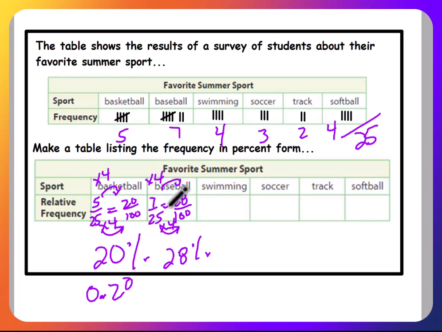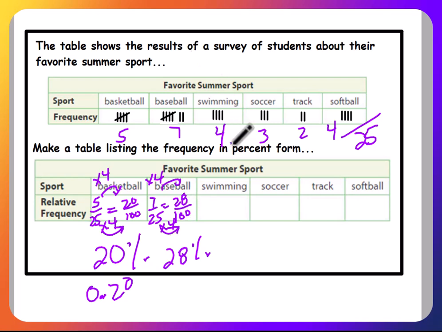Did you notice something about these two? They had the same scale factor, right? That's going to be the same thing for all of them because the total is 25. The total number of students surveyed does not change. It stays at 25. So each time you want to multiply the frequency by 4.